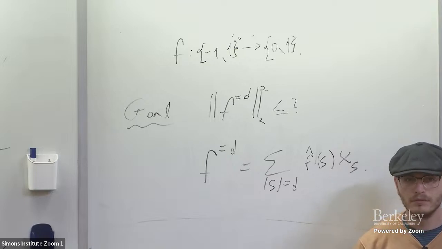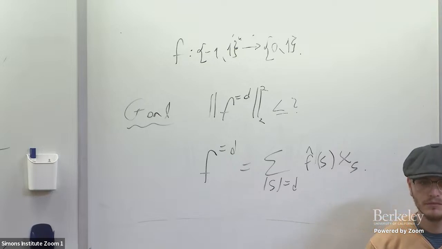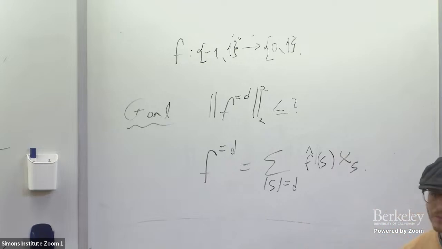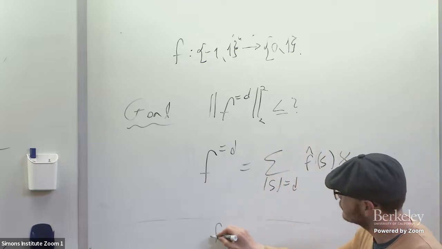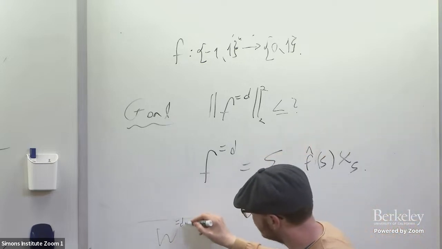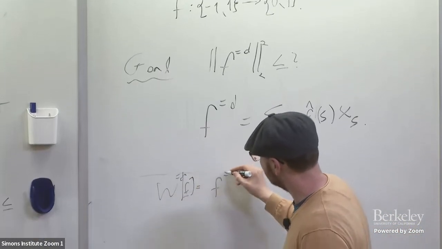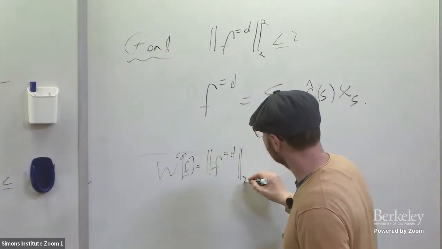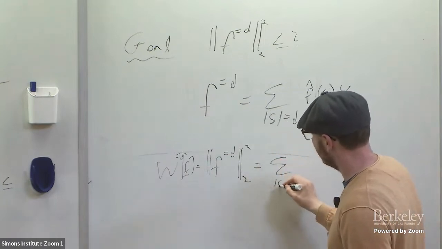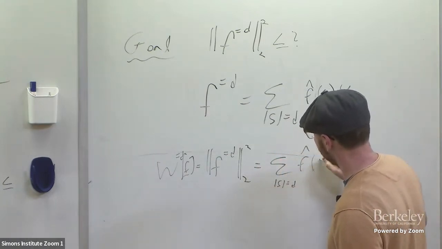Yeah, so this thing here is W d of f, which is the same thing as the f equal to d 2 norm squared, which is also the same thing as the sum over s of size d of f hat at s squared.